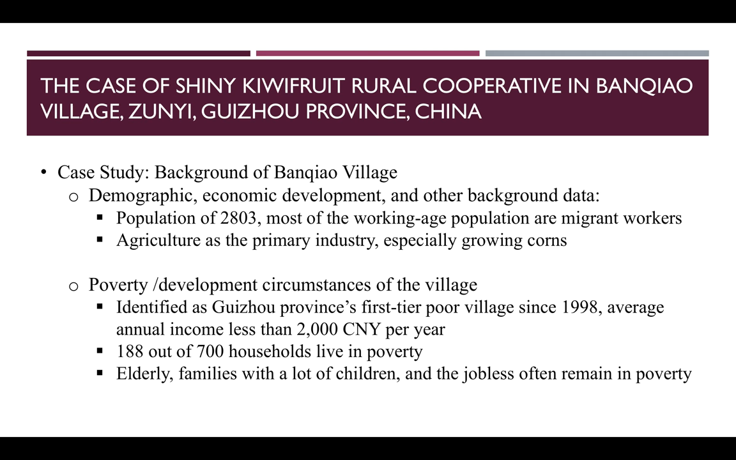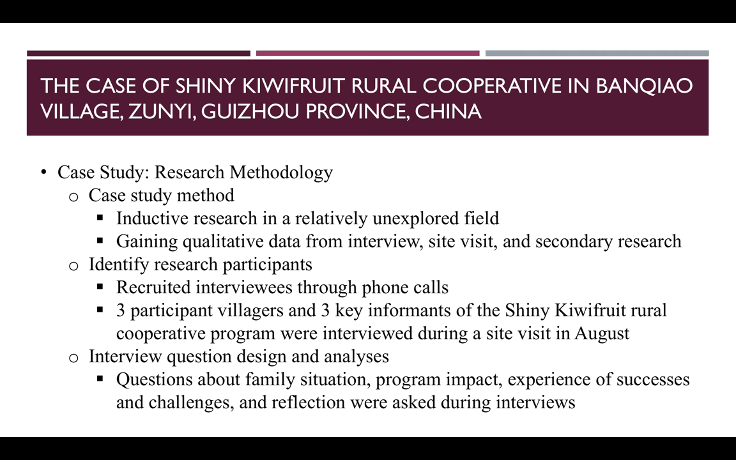The village was identified as Guizhou Province's first tier poor village since 1998. The average annual income was less than 2,000 yuan each year. Commonly, the elderly, families with a lot of children, and the jobless are often those people who live in poverty.